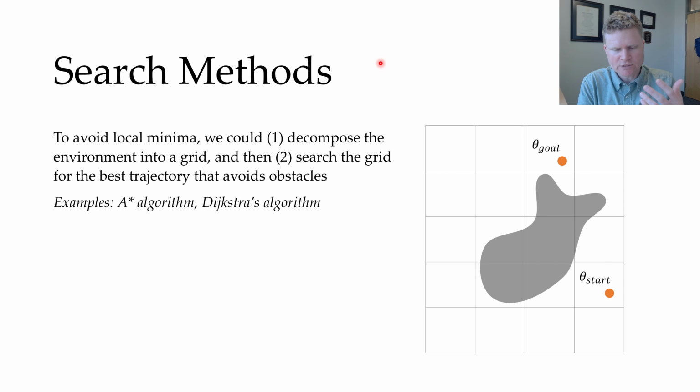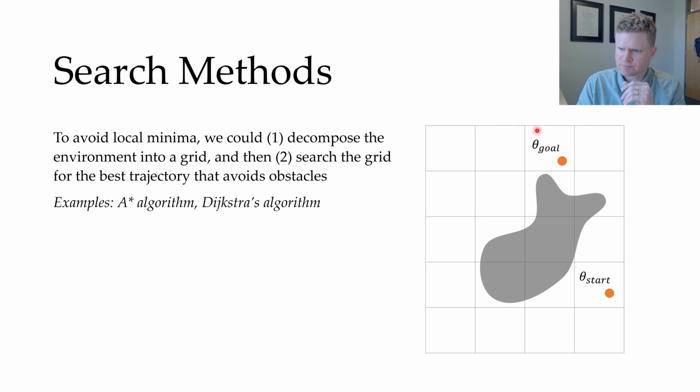And the first step towards answering this question is maybe framing motion planning as a search problem. So to avoid local minima, maybe what we could do is I could decompose the environment into a grid, and then I could search that grid for the best trajectory that avoids obstacles. Let me show you what I mean with this example on the right.